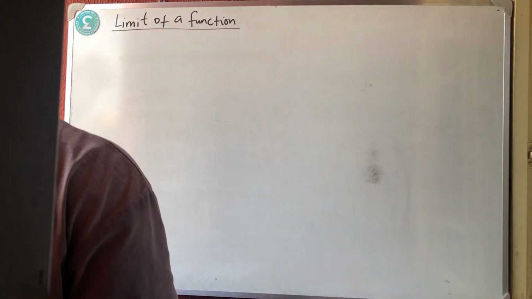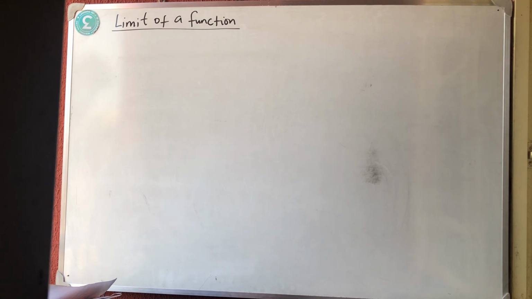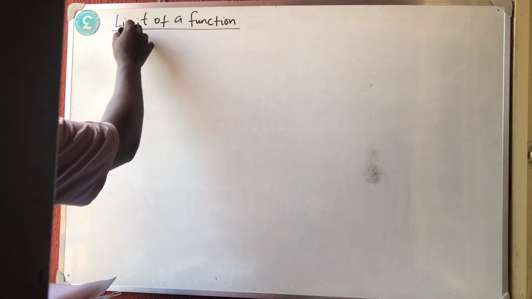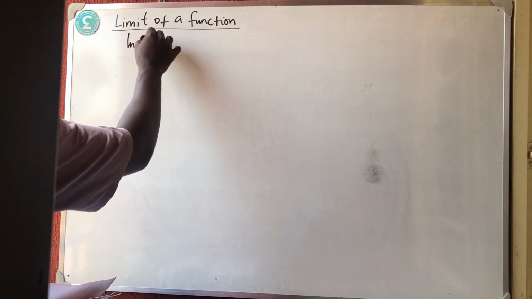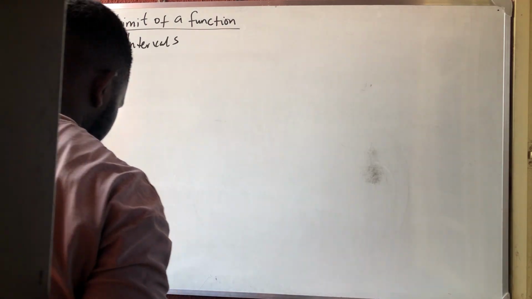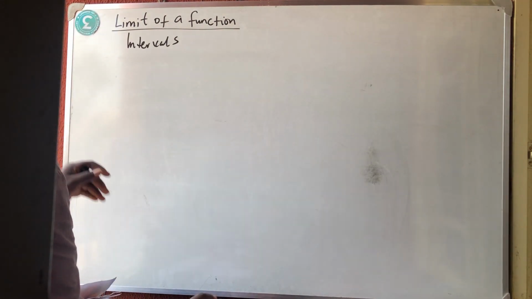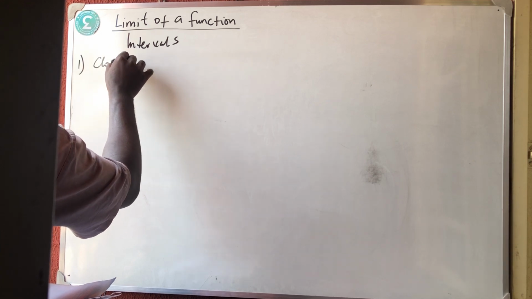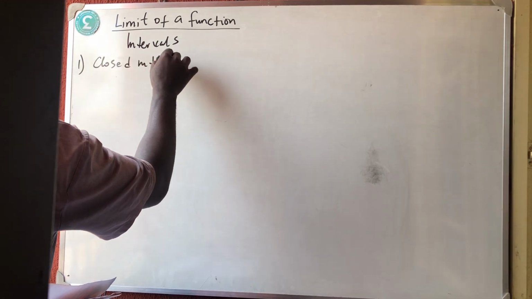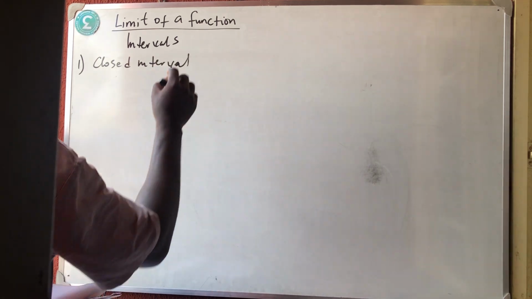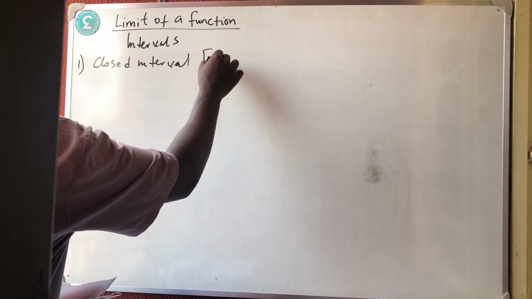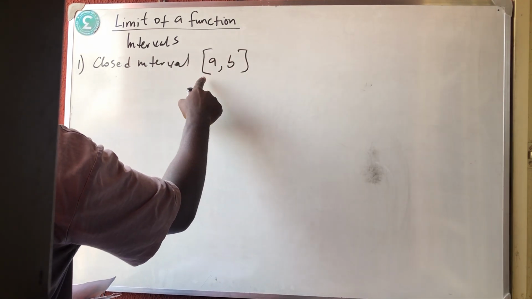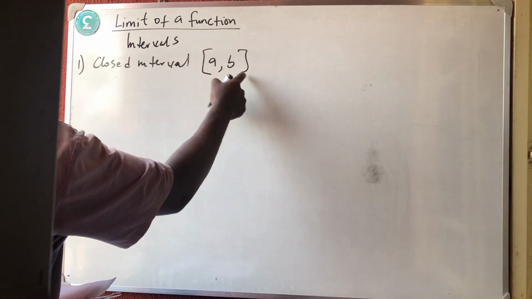Today we'll be talking about function, but before that, let's talk about intervals, for you to know the different types of intervals we have. The first one is the closed interval. The closed interval is represented as (a, b) with this kind of bracket.